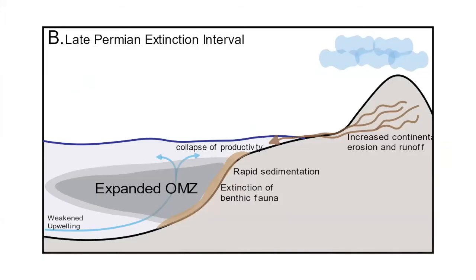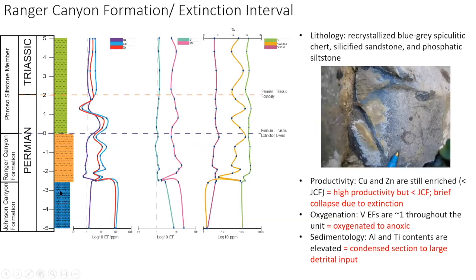And so our model that was drafted shows that now we have weakened upwelling because we still have primary productivity, but to less of an extent than we observed in the Johnson Canyon Formation. We now have rapid sedimentation from increased continental erosion and runoff. And this is noted with the lithology because we moved from a gray spiculate chert to now a more silicified sandstone and siltstone for the Ranger Canyon Formation.